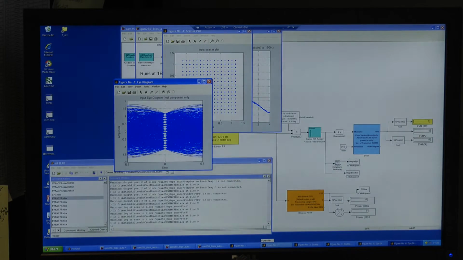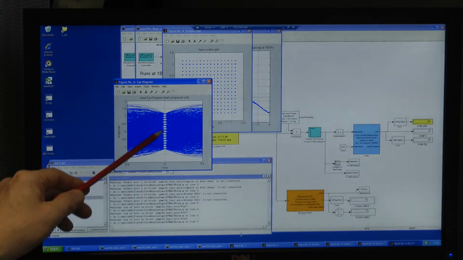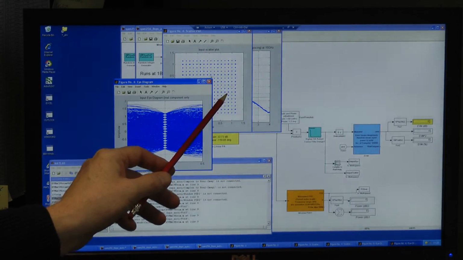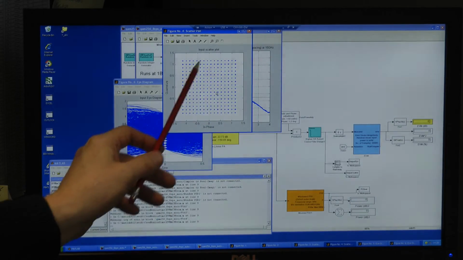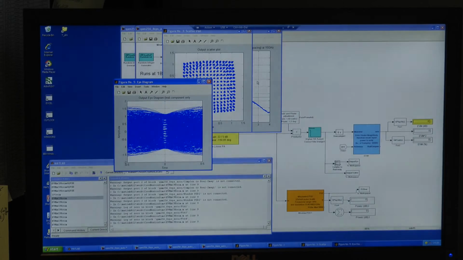Now this simulation is where I'm driving the PA about 4 dB backed off from its P1 dB input corner. This eye diagram here is the input, and you can see it's open at this point here. And this is the constellation diagram of the input, so it's a nice rectangular constellation. So let's now look at the output, and we'll see what the output looks like.